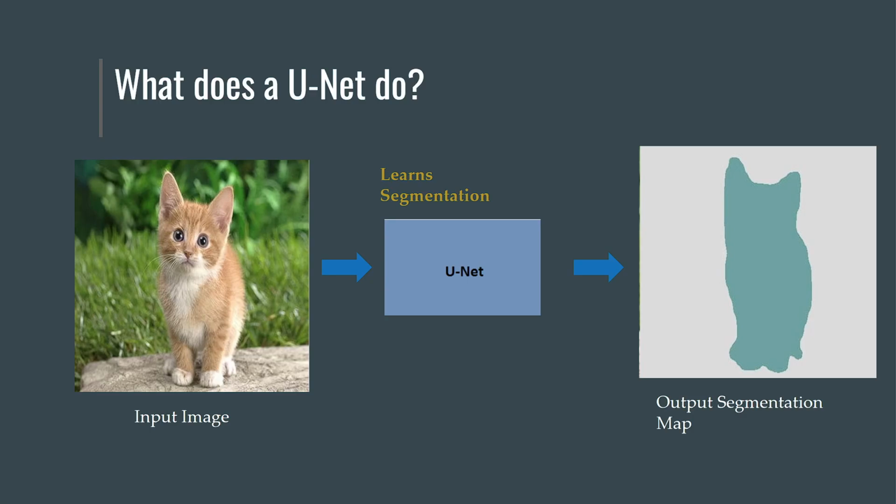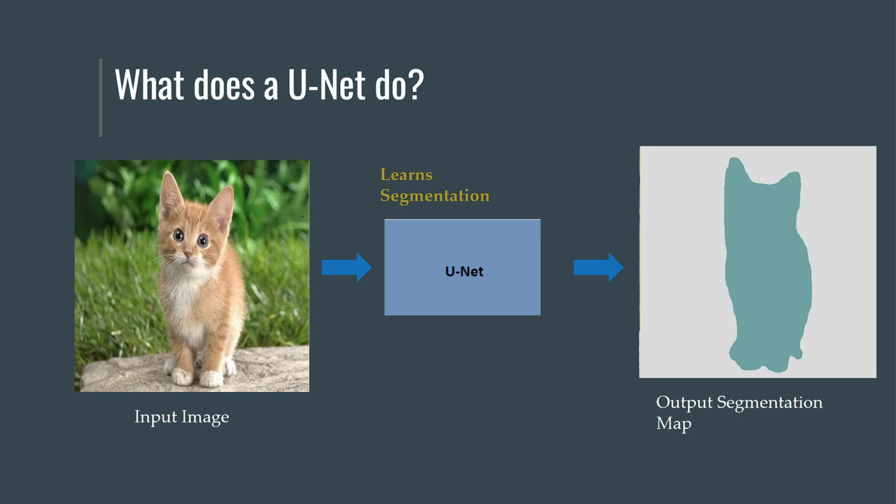At first we have to know what a UNet does. UNet basically does segmentation. It divides the images into two parts. It takes the input image, learns segmentation, and then outputs the segmented result. How does it do it? Basically, each pixel in the image is classified as either the object or not object.